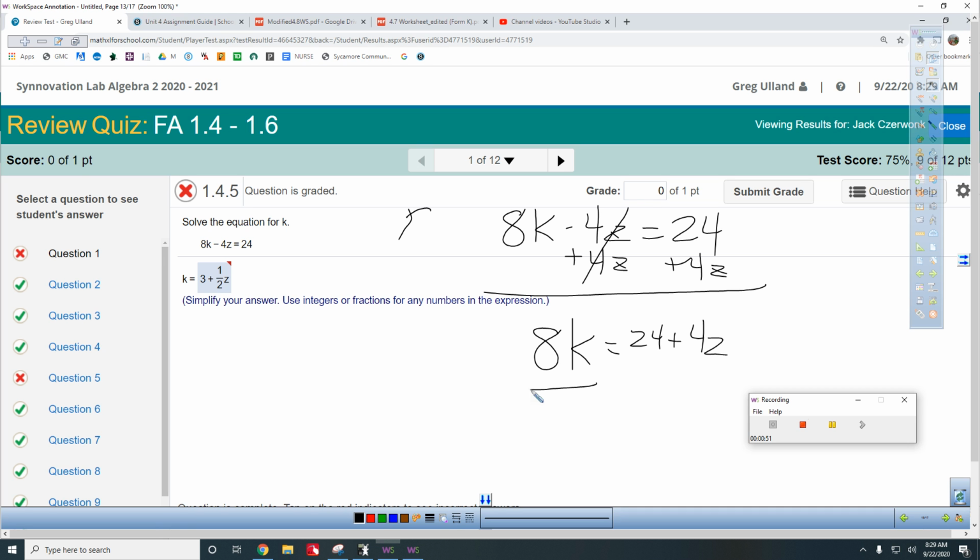8 is multiplying by K, so we're going to divide each side by 8. And that leaves you with K equals 24 divided by 8 is 3. 4 divided by 8 is the same thing as 1/2. So that's how they got that. Okay?